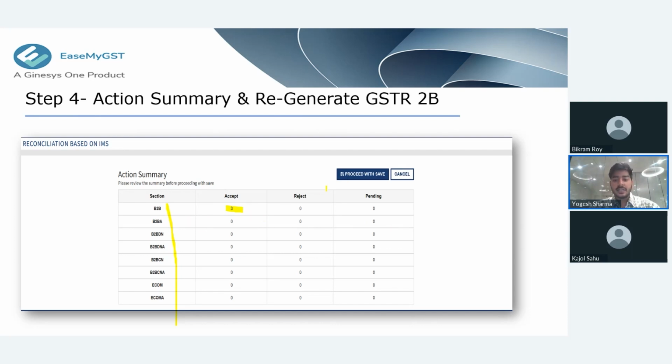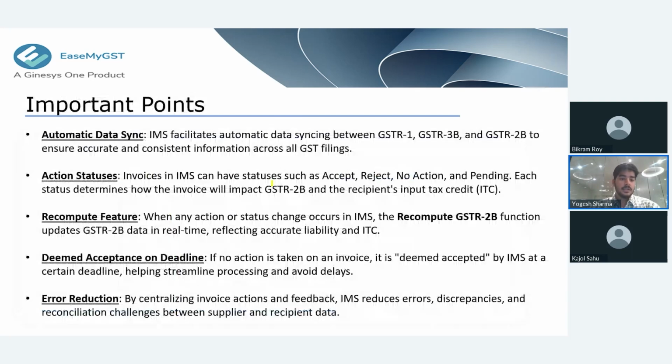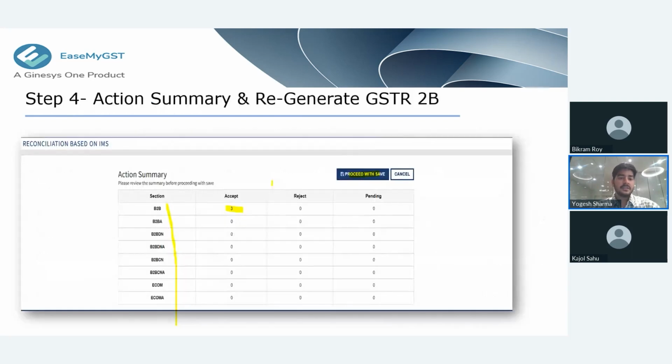After clicking on proceed with save, all those invoices will be saved on your government portal. And if you want to change actions, for example to reject or pending, then you can cancel the summary and take action again on the same invoices. These are the actions that you can take and save data to the government portal. So this is all about the IMS that we have with EaseMyGST.